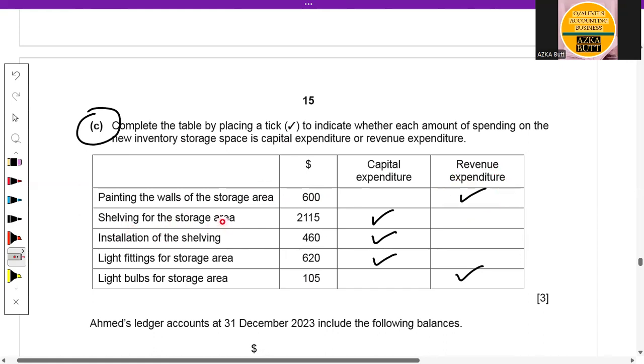Shelving for a storage area. So yes, you are shelving. It means that shelving will remain the same for so many years. This is the capital expenditure. Installation of shelving. This is also a capital expenditure.